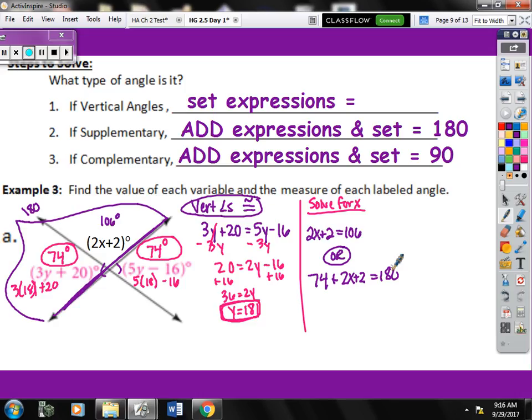Okay, but when we subtract and divide, or whenever we combine our like terms, subtract and divide, we should get x equals 52. So make sure if there are two different variables that you do find the value of both. And then we do have the measure of each angle. This one would also be 106.